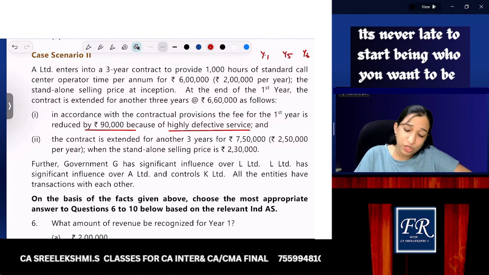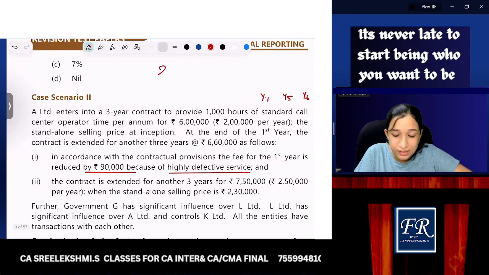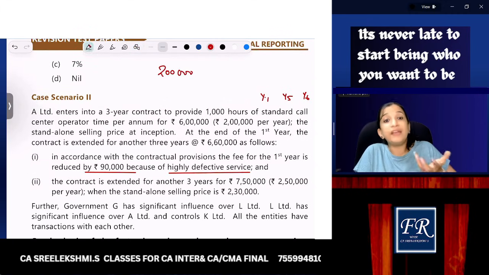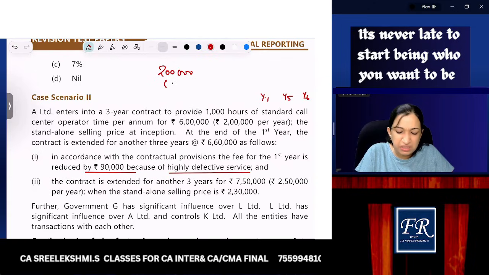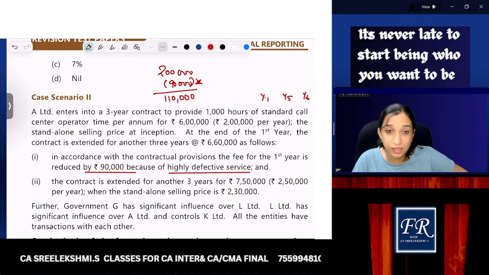Very bad. So you are charging for the first year 2 lakhs. You have done the performance obligation, but highly defective service. So how much revenue can be recognized in first year? 1,10,000. How much revenue can be recognized in the first year? Only 1,10,000 because of highly defective service. 90,000 is to be reduced.